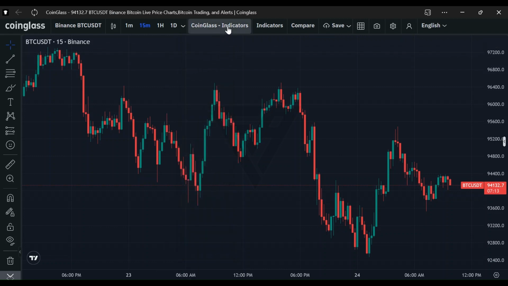Next, this is the main section. These are the indicators that are from CoinGlass. You won't find these indicators on other platforms like TradingView. Here you will find all the indicators, and it includes indicators from both CoinGlass and TradingView.